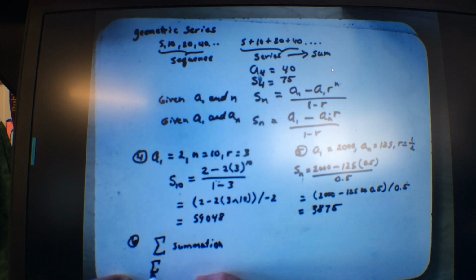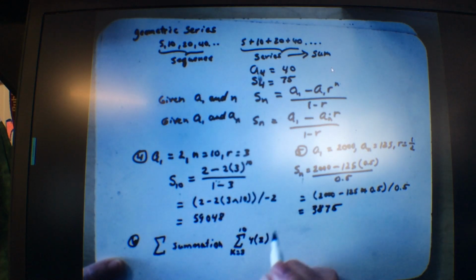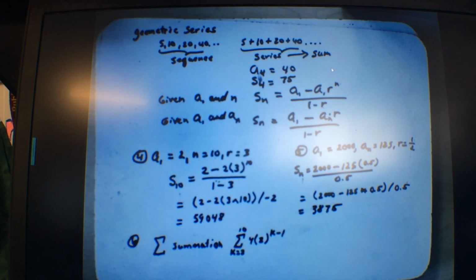They'll say K. I think this book uses K. I'm going to write it over here because I need more room. K equals 3 to 10. That's a 3. 3 to 10 of 4 times 2 to the K minus 1 power. I can't see what's on top of that symbol. 10. From K equals 3 to 10. Okay?